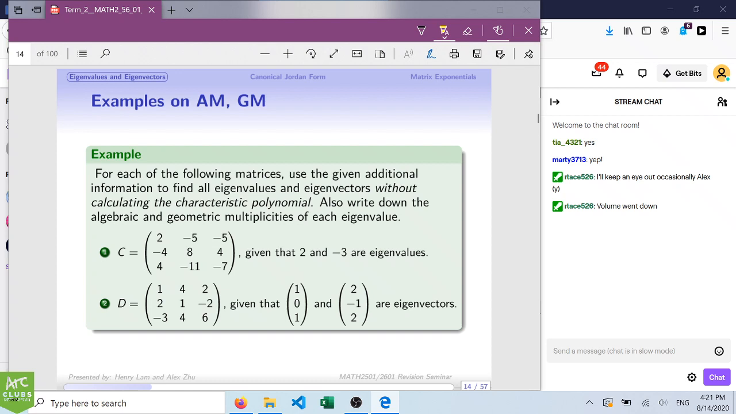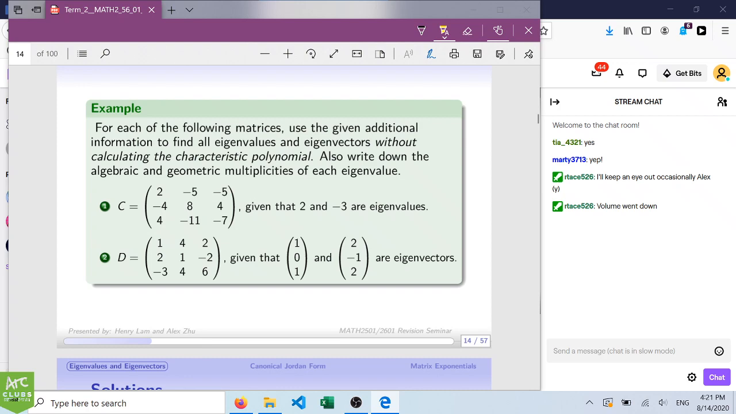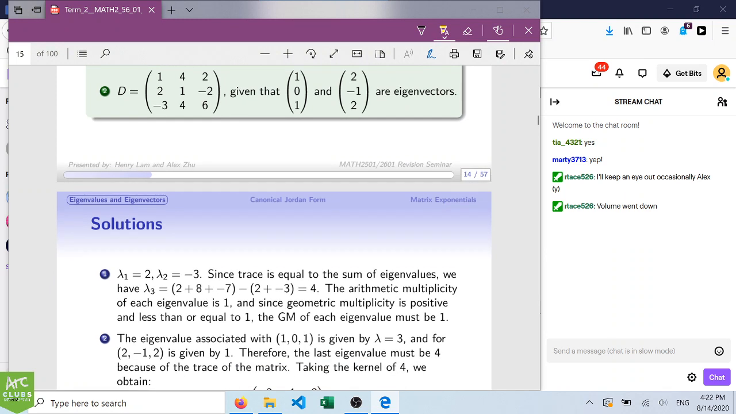So trace is the sum of the diagonal elements. That has to equal the sum of eigenvalues. In this case, we're going to have 3 eigenvalues, and so we're going to add 2, 8, and minus 7 and equate that to the sum of the eigenvalues. Okay, so your lambda 3 is going to equal 2 plus 8 plus minus 7 minus 2 plus minus 3. So arithmetic multiplicity is 1, and geometric multiplicity is greater than or equal to 1. Okay, that's from the property that we've described earlier.